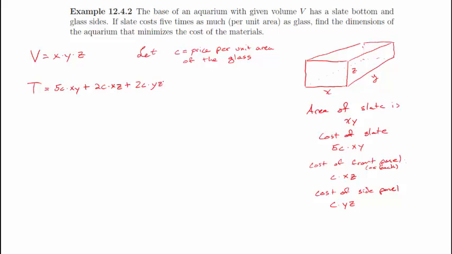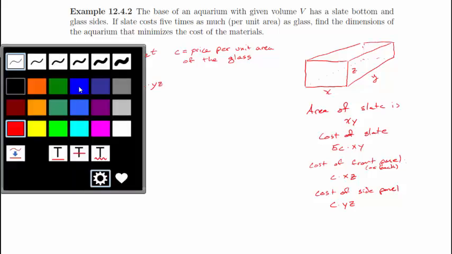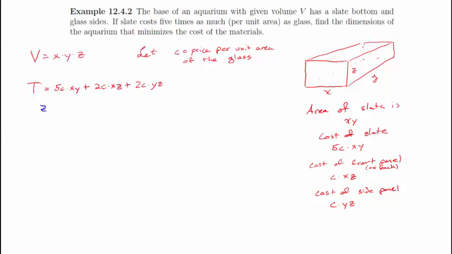And this is a function in 3 variables, and we have not looked at maximizing or minimizing functions in 3 variables. What we want to do is turn this into a function in 2 variables. So the constraint that my volume equals x times y times z gives me something that I can isolate and say that z equals the volume divided by x times y. And my volume is some constant, right? That's a given volume.